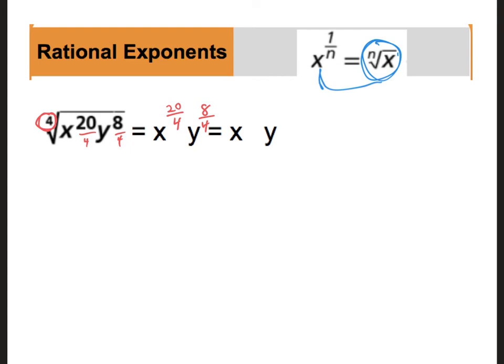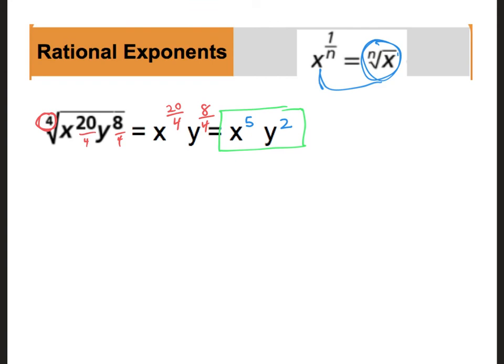From there, we're just going to simplify. So 20 divided by 4 gives me 5, so I have x to the power of 5. And then 8 divided by 4 gives me 2, and then y squared. So my final answer here is x to the 5th and y squared.